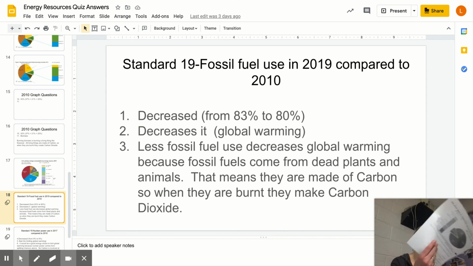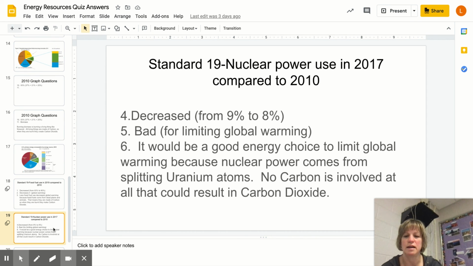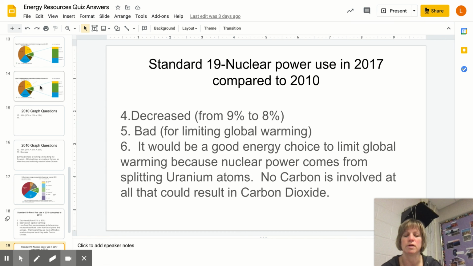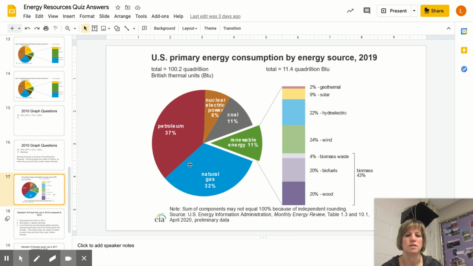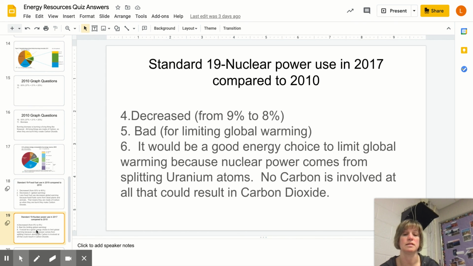Okay, now the very back side of your quiz asks about nuclear power. So let's check that out. What happened to nuclear power? Well, in 2010, nuclear electric power was 9%. In 2019, it's 8%. So what has happened to it? It is a decrease from 9 to 8%, and that is actually bad for limiting global warming. Now, why is that true? It would be a good energy choice to limit global warming because nuclear power comes from splitting uranium. Uranium is not carbon. No carbon is involved, and that could result in carbon dioxide.